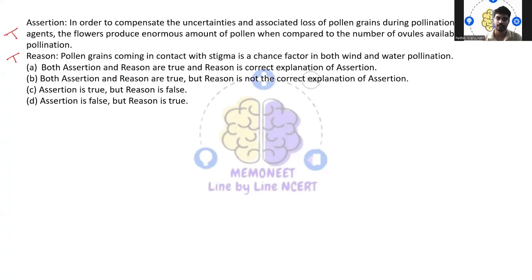According to the options: both assertion and reason are true, and reason is a correct explanation of assertion. Both assertion and reason are true, but reason is not a correct explanation of assertion. Assertion is true, but reason is false. Assertion is false, but reason is true. I hope the question is very simple and clear. So the option is the first one. Cool.